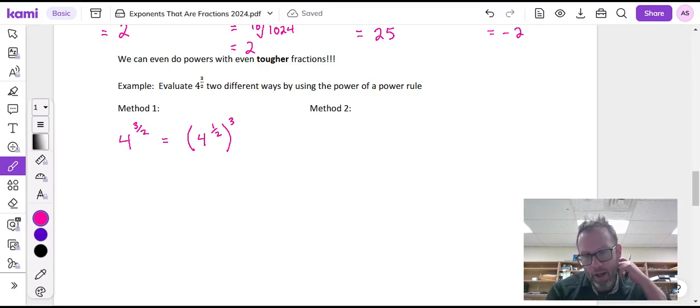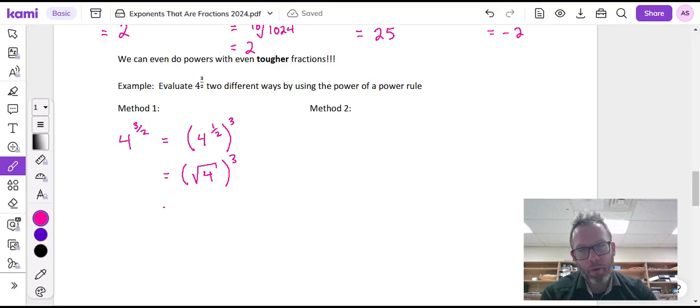And writing it this way now gives us a way to actually evaluate it. So the 2 on the bottom means we're going to be doing the square root of 4. And the 3 on the top means after doing that, we'll raise it to the power of 3. So I'm showing a lot of work here, but it's 2 to the power of 3, and we get 8.